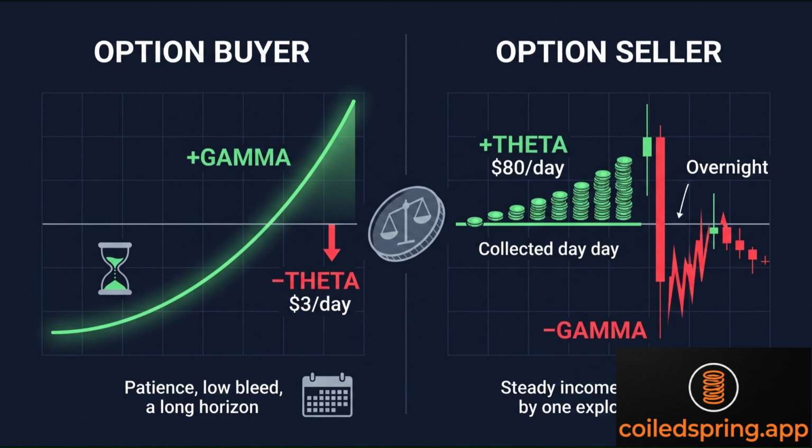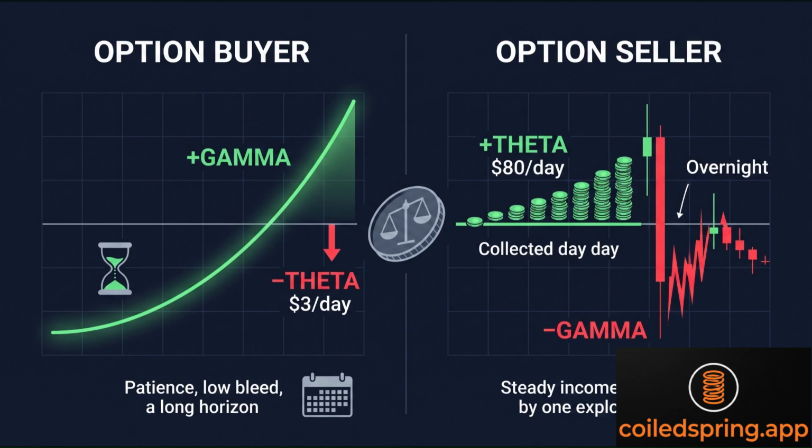You're paying $3 a day to hold a position that gives you exposure to 100 shares of stock with capped downside. $3. You can hold this for weeks through a sideways market, through a pullback, through a consolidation, without the position bleeding out. Time is genuinely on your side. You need the stock to move eventually, but not today, and not this week.